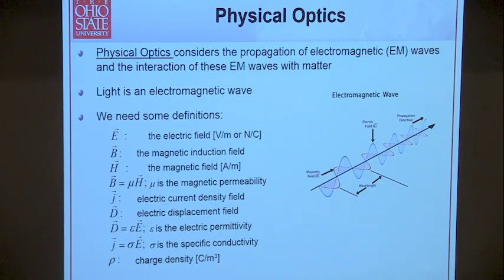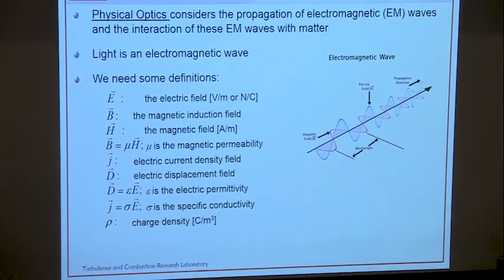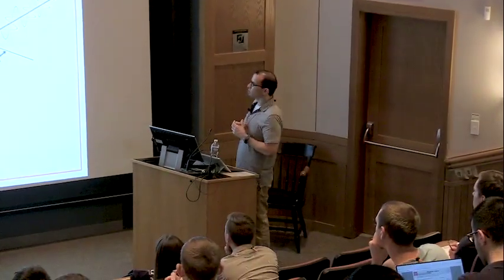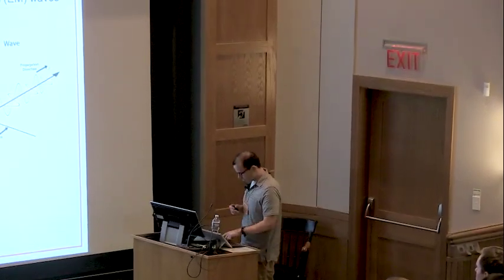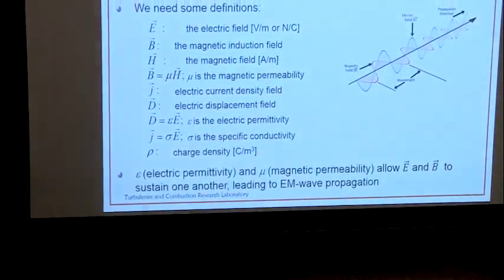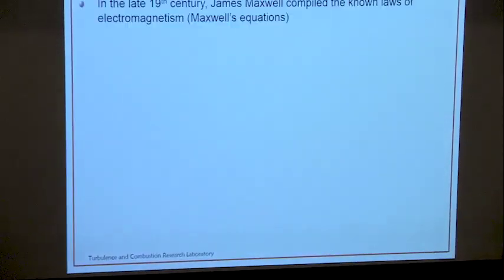So what we have here is mu, which is the magnetic permeability. This essentially accounts for the magnetic properties of the medium in which the magnetic field is established. And epsilon is the dielectric constant of the medium. We'll see the importance of epsilon and mu in establishing these two fields and allowing them to sustain one another. So epsilon and mu sustain one another, and we get EM propagation.